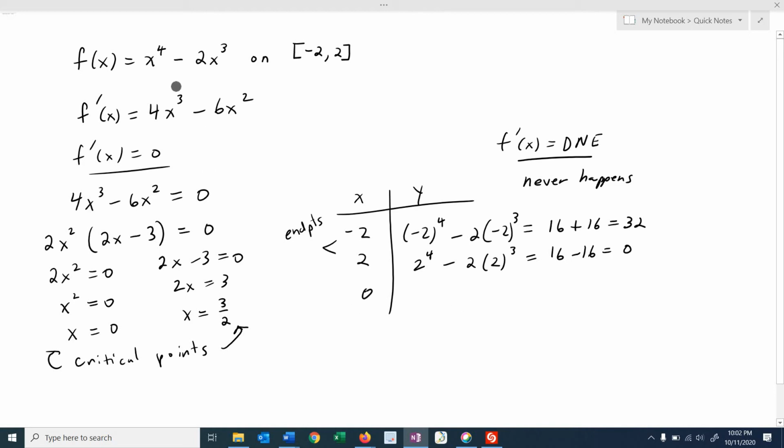Okay, now when you plug 0 in, of course you get 0 out. And then you have to plug 3/2 in. Now plugging 3/2 in, you get 3/2 to the 4th power minus 2 times 3/2 cubed. When you raise this to the 4th power, you can just say 3 to the 4th, which is 81, divided by 2 to the 4th, which is 16. And then here you can just say 3 cubed, which is 27, over 2 cubed, which is 8. And then you're going to multiply that by a 2 and then subtract it.